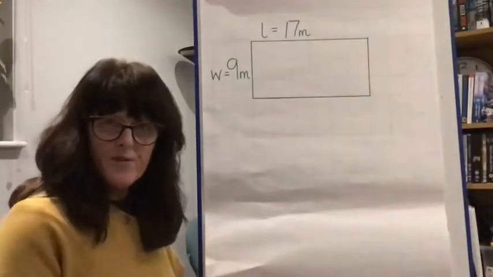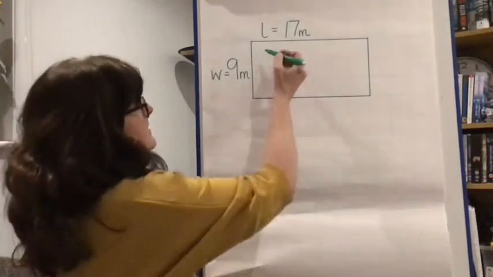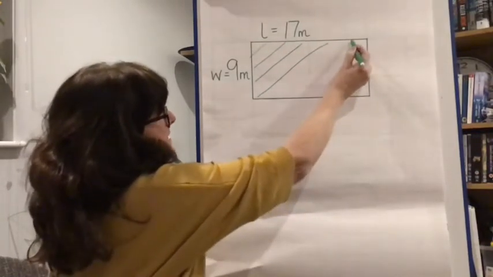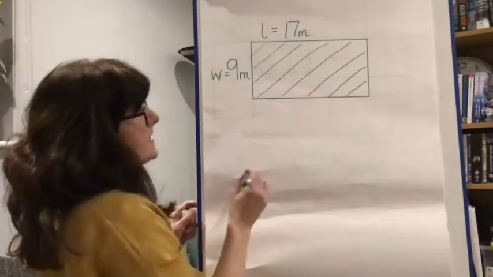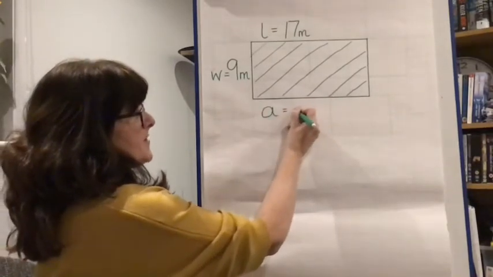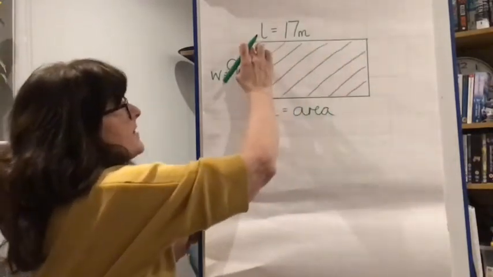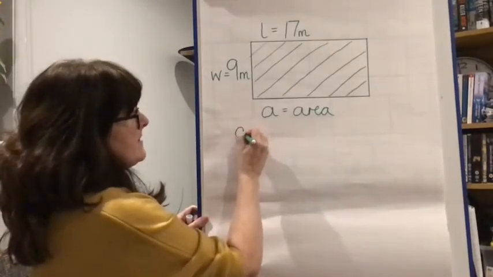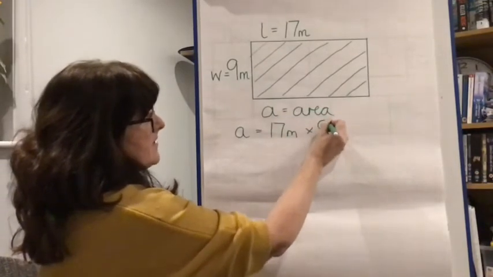So we've had a look at perimeter. Now let's have a look at area. Now the area of a shape is the amount of space it takes up. So everything inside it. And as you'll probably remember, to calculate the area, which can be abbreviated to A, you need to multiply the length by the width. So in this case, the area would equal 17 metres times 9 metres.